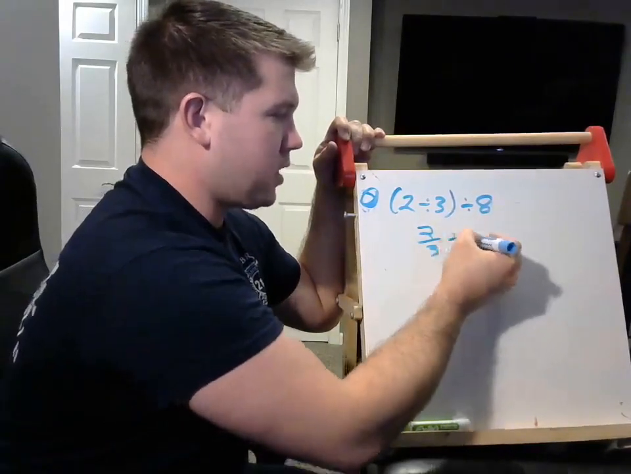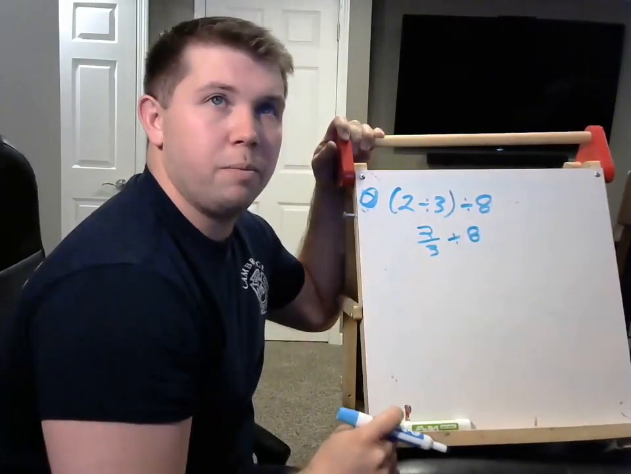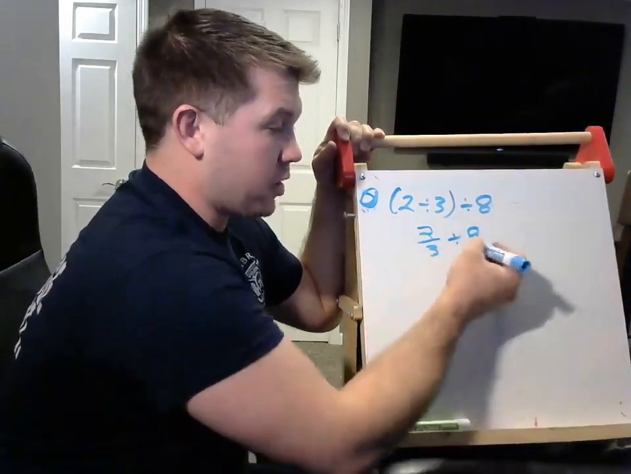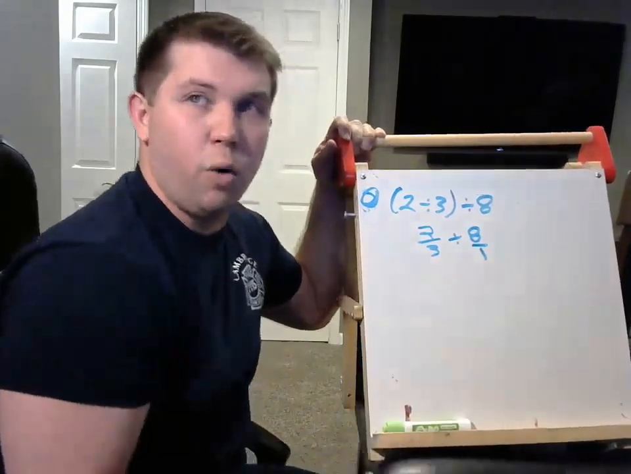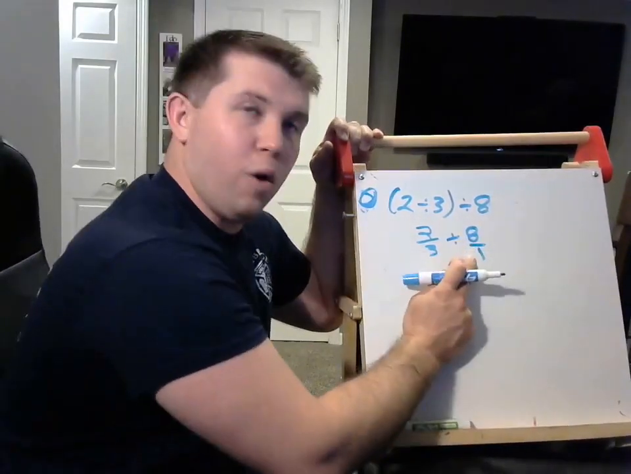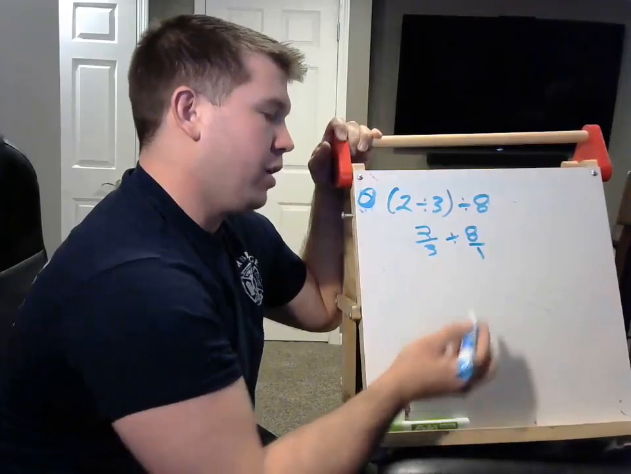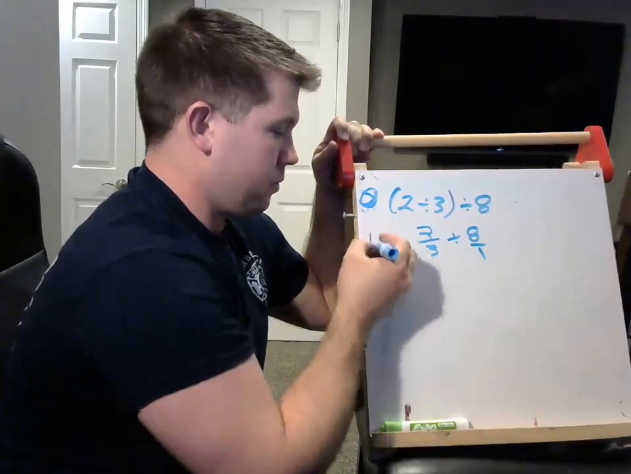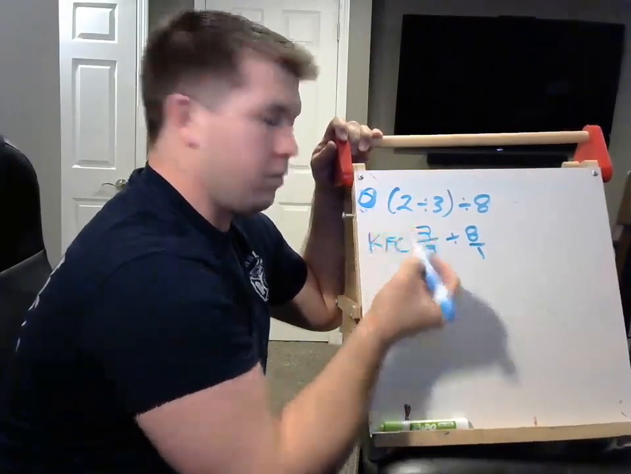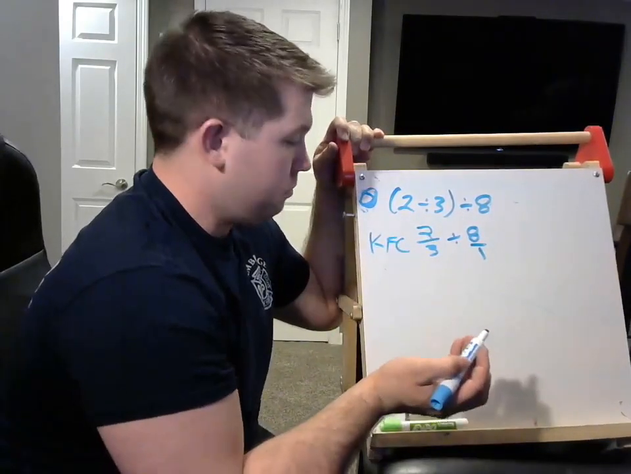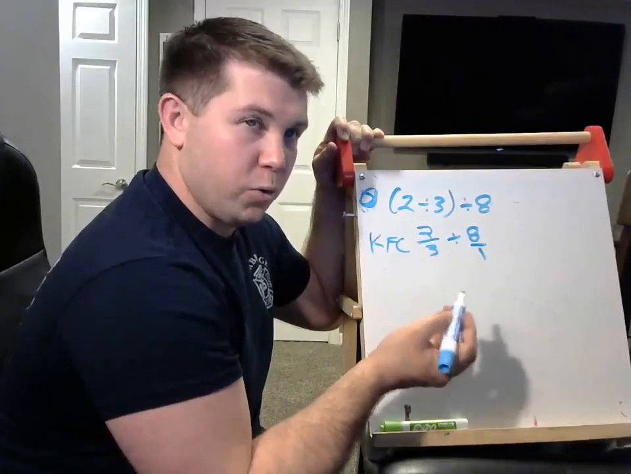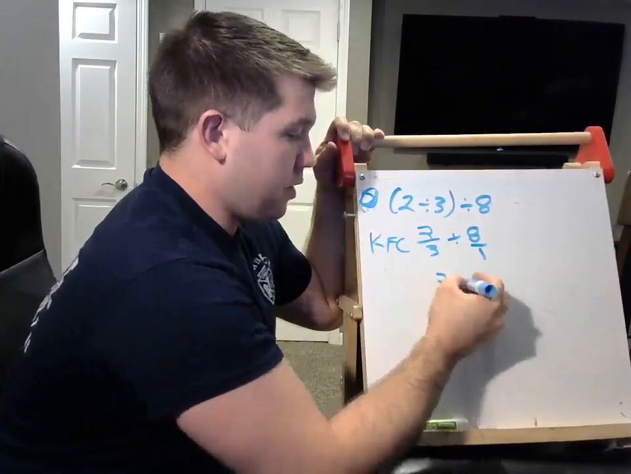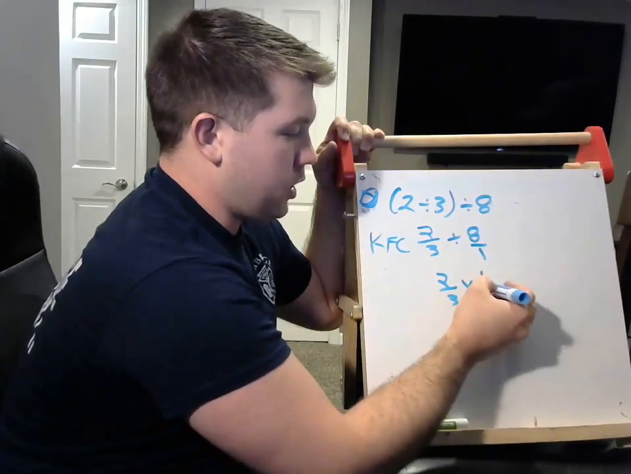So I'm just going to keep it 2/3, and I'm dividing this by 8. But here's the deal, we're in fraction mode, so let's put everything in fraction mode. 8 over 1, we know that any whole number can be put over 1 to make it a fraction. So now I have 2/3 divided by 8 over 1. KFC: you keep it, you flip it, and you change it.